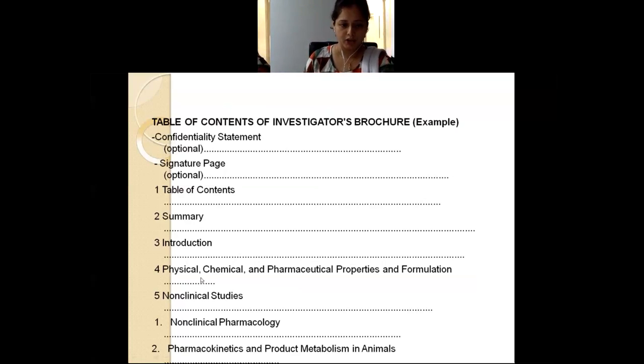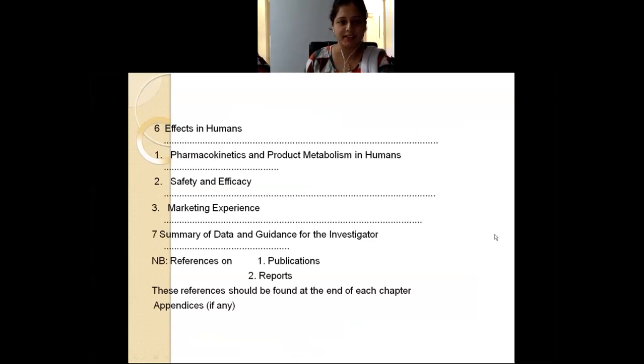Various contents are the table of contents, summary, introduction, physical, chemical, pharmaceutical properties and formulation, and non-clinical studies, which include pharmacology, pharmacokinetics and product metabolism in animals. Then we carry out studies in humans, so the human kinetic profile, metabolism, safety profile, efficacy profile and marketing experience should all be included in the clinical study report. Then the summary of data and guidance for the investigator: all the data should be summarized and any guidance to be given should be included in this section.